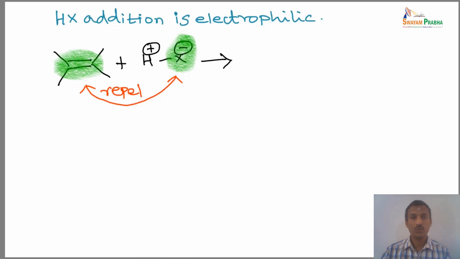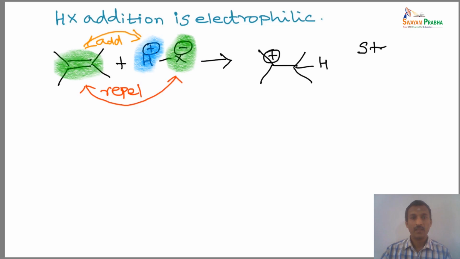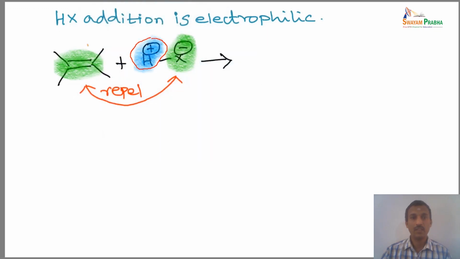Since we know the X minus cannot add to the alkene double bond, what can happen is the H plus, which is electrophilic in nature, which is electron seeking, can be attacked by the alkene. So the alkene electrons are transferred or given to the electron deficient H plus. So the bond forms between one of the carbons and the hydrogen.